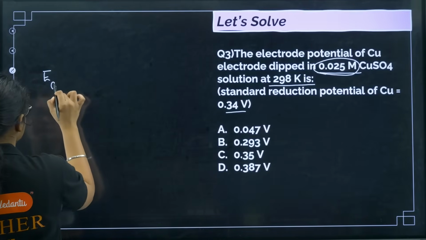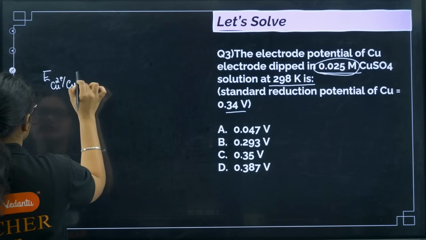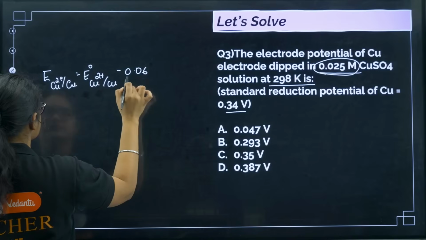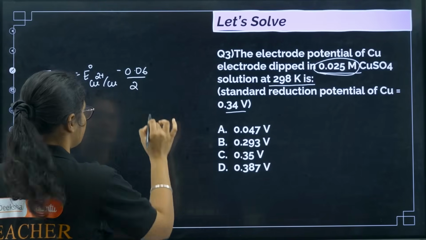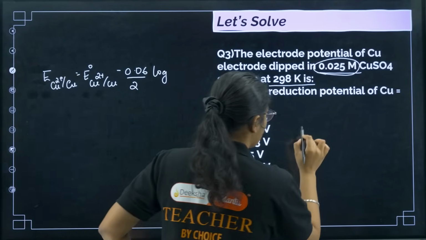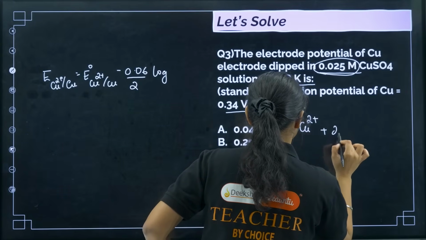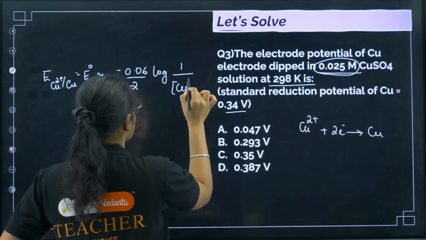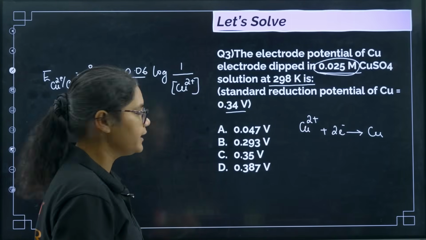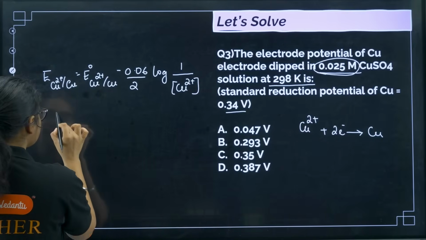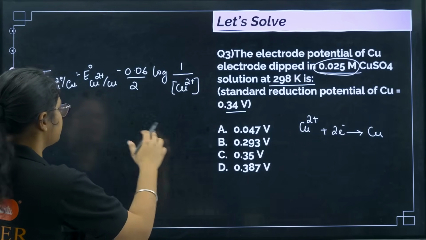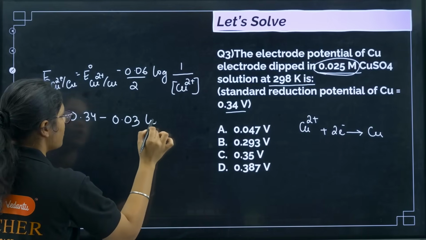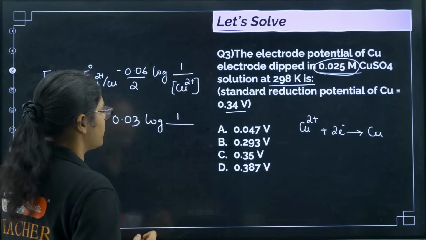Let us substitute. E of the copper is equal to E naught of copper minus 0.06 by 2. For easy calculation, we'll take 0.06 by 2 log of, okay. So what is the ion here? We have Cu2 plus 2 electron gives copper, right? So 1 by Cu2 plus. Clear? So now what will happen here? If I just want to do this one, so E naught value is 0.34, okay, minus 0.03 log of 1 by Cu2 plus is 0.025.